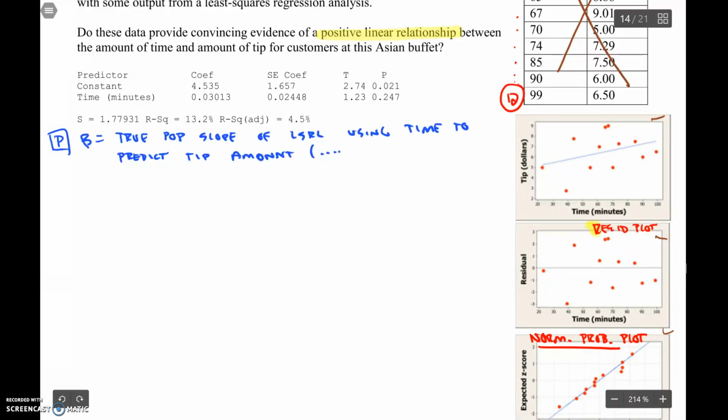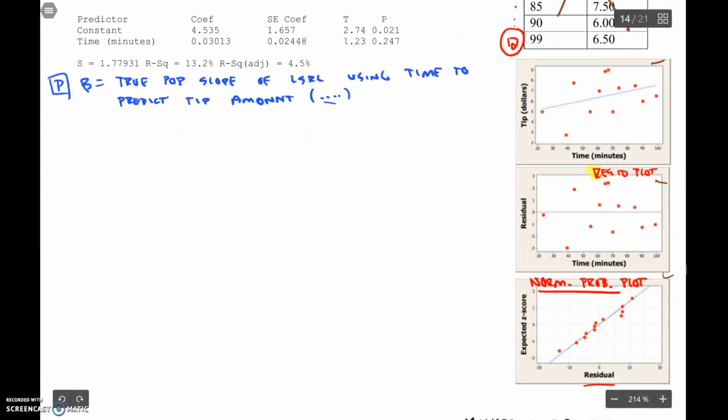For Charlotte at this restaurant during the time frame that these 12 times were randomly sampled. Maybe during our conclusion we'll be a little bit more wordy to be careful on the AP test, but that's good enough for now.